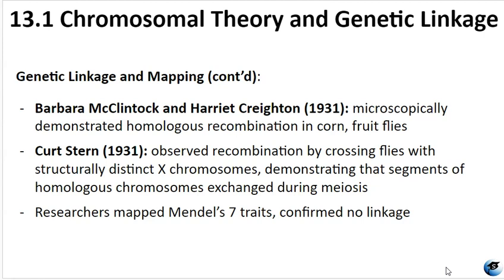Recently, though, geneticists did the mapping. They did the math for the 7 traits that Mendel was studying. We talked about this in the last lesson. So the 7 traits that Mendel was studying in the pea plant genome were unlinked.